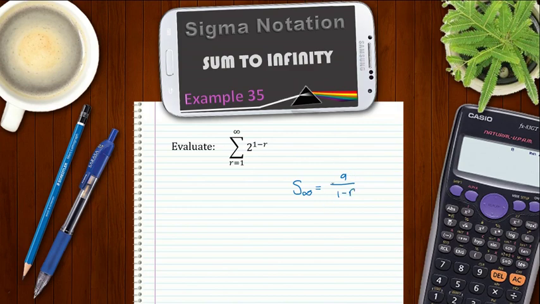So we basically need to get the first term and we need to get the common ratio. Now what we can do in this case is just to get the first 3 terms, and doing that we start with r equal to 1, so this is 2 to the power of 1 minus 1 plus 2 to the power of 1 minus 2 plus 2 to the power of 1 minus 3, and so on. So this is then 1 minus 1 is 0, so this just becomes 1, because anything to the power of 0 is equal to 1.